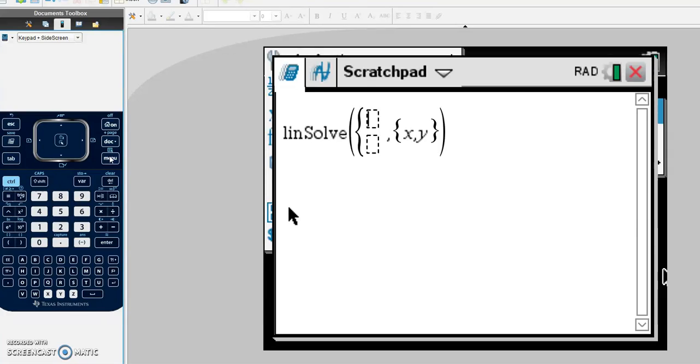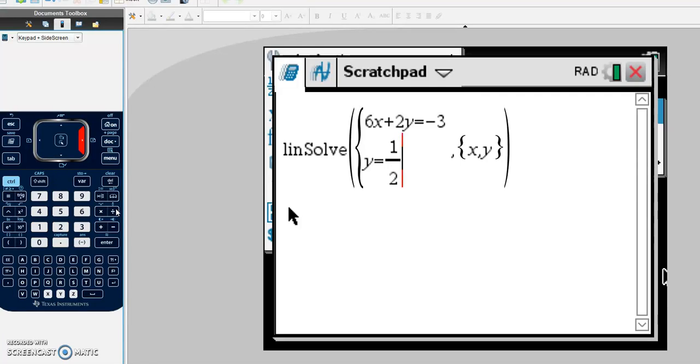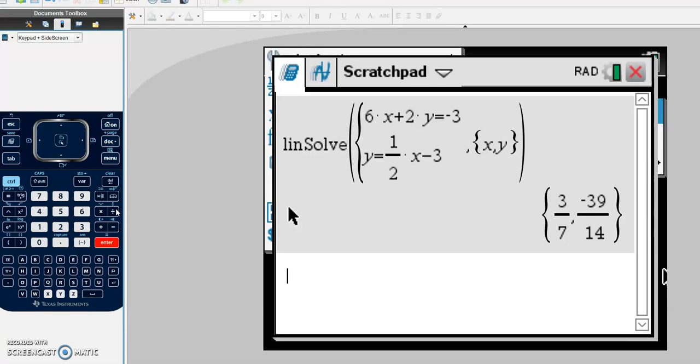So in my first equation, I am typing in 6x plus 2y equals -3. In the bottom equation, I am typing in y equals, we did 1/2, so Control Divide. So we have 1/2 x minus 3. And then we hit Enter. So there's our answer, 3/7, and then comma -39/14.